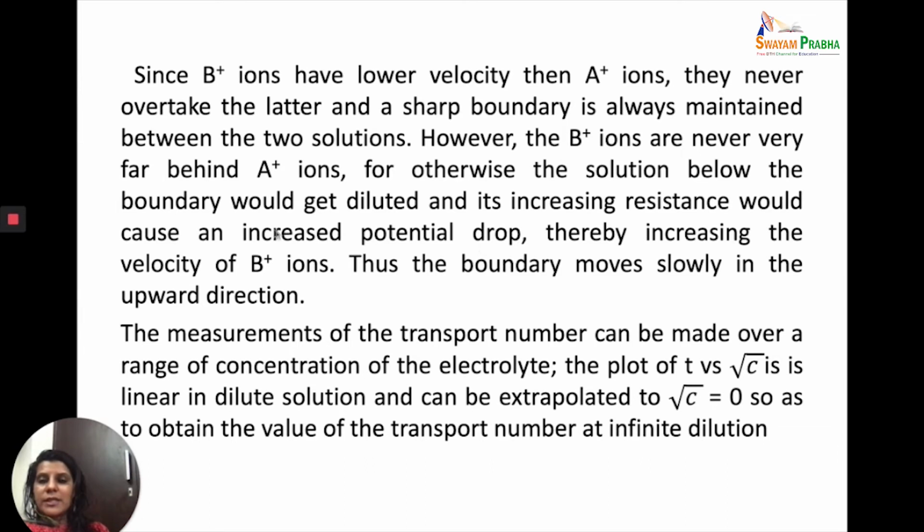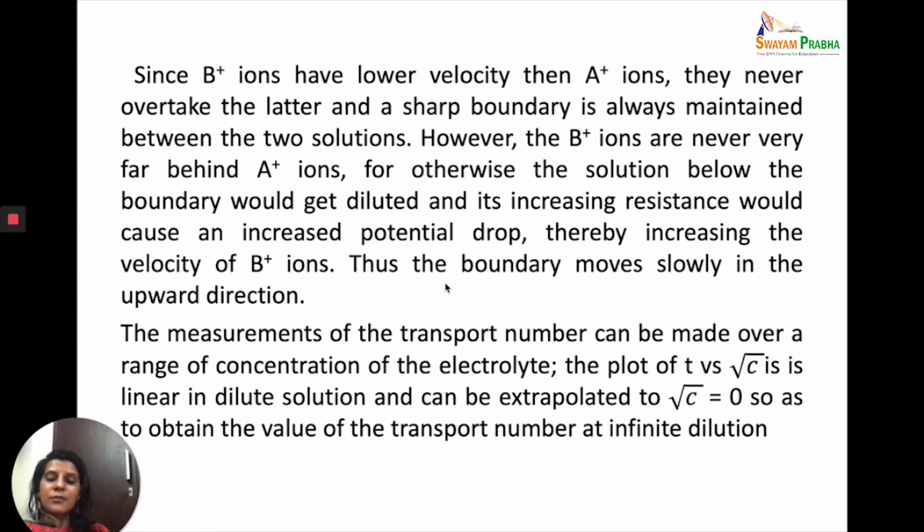Now, one thing that I want to remind is that since B plus ions have lower velocity than A plus ions, they will never overtake the A plus ions, and therefore a sharp boundary is always maintained between the two solutions. However, B plus ions must never be very far behind A plus ions, for otherwise the solution below the boundary would get diluted, and its increasing resistance would cause an increased potential drop, which will result in increasing velocity of B plus ions. Thus the boundary moves slowly in the upward direction.